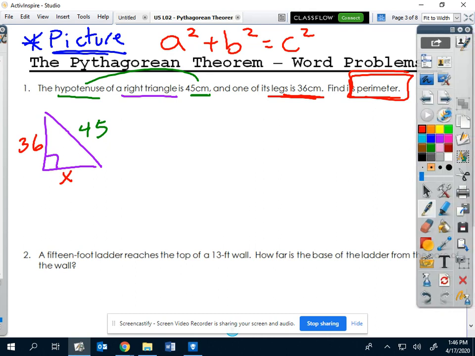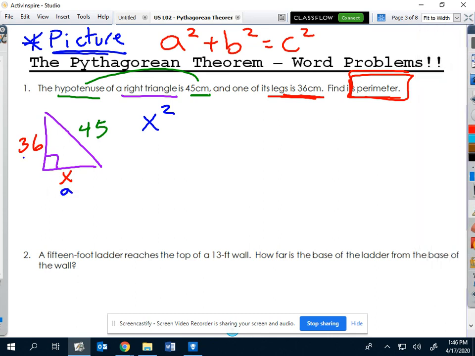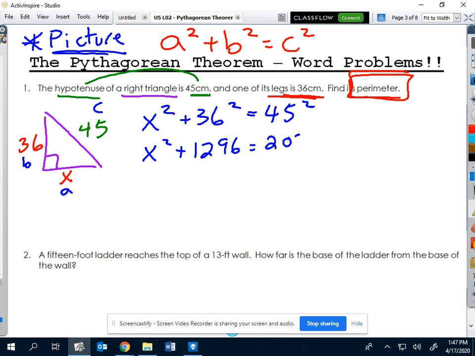To do that, we use our Pythagorean theorem like we've been practicing. Let's set it up. I'm going to say x squared, that's my a. This will be my b, and this will be my c. So x squared plus 36 squared equals 45 squared. Obviously you'd want to use a calculator if you need it, Desmos, however you need. 36 squared is 1296, equals 45 squared, which is 2025.